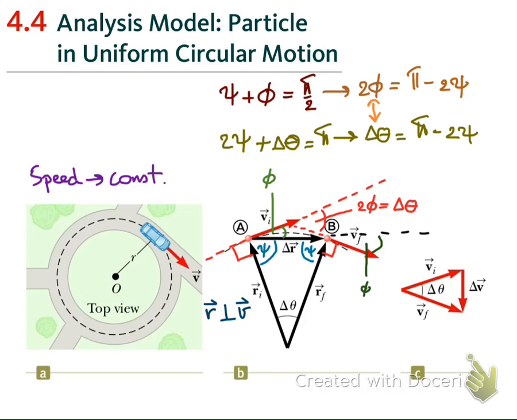So we have that if we draw the velocity vector Vi and Vf here, the angle between these two vectors is delta theta. Okay, and that proves what we expect.